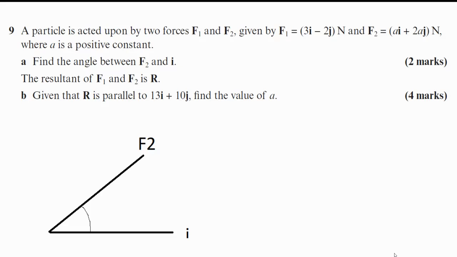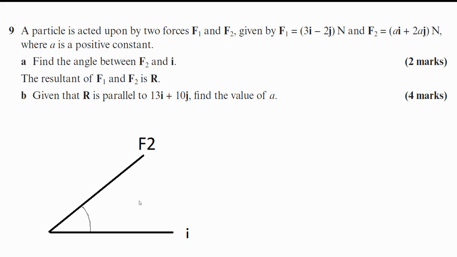So this is helpful question 9 of exercise 10B. First thing we need to do is realize what it's asking us to do. So we have got these two forces, F1 and F2, and they're given to us as such. There's A's in place of numbers for F2. A is a positive constant, and we've got to find the angle between F2 and I.